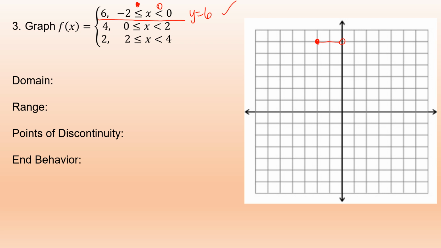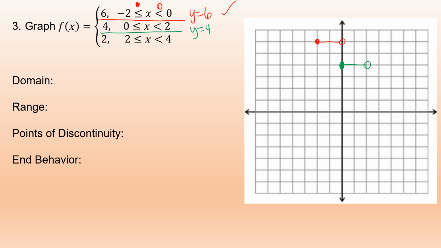Check. All right, next one, y equals 4. Start at 0 and end at 2, so go up to y equaling 4 at 0, put a closed circle, travel over to 2 for the x's, put an open circle.